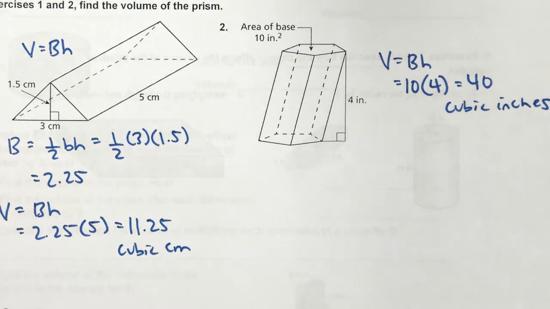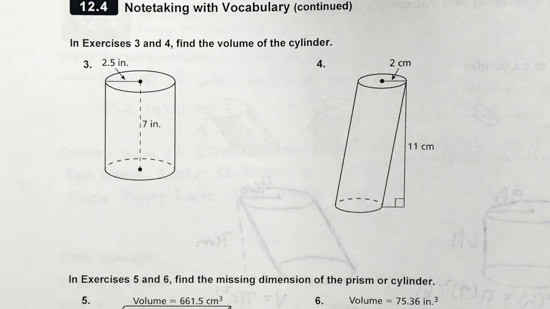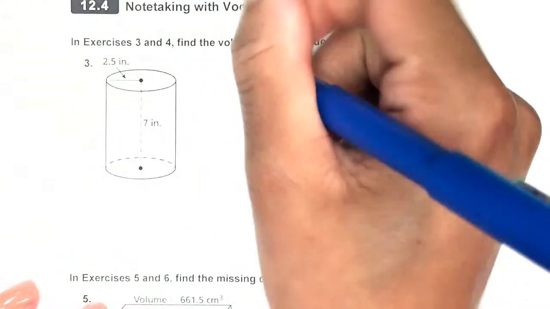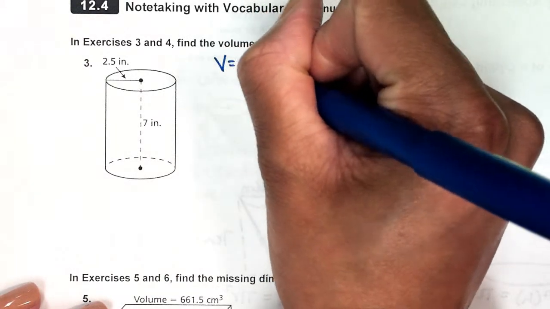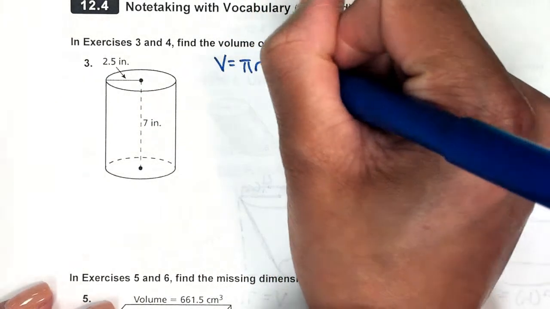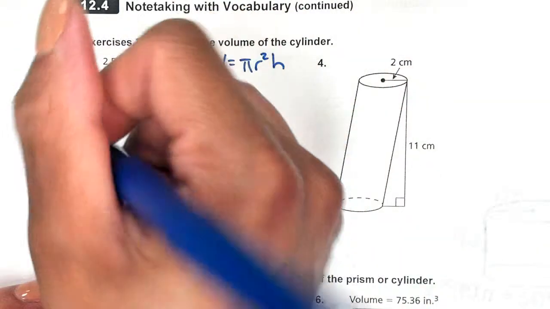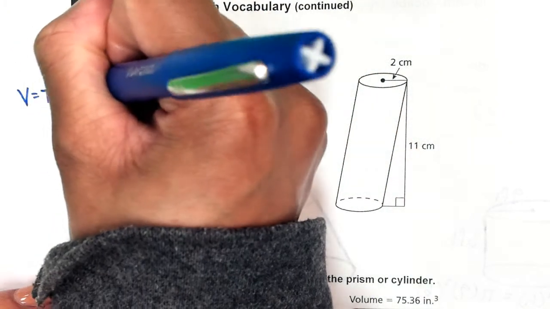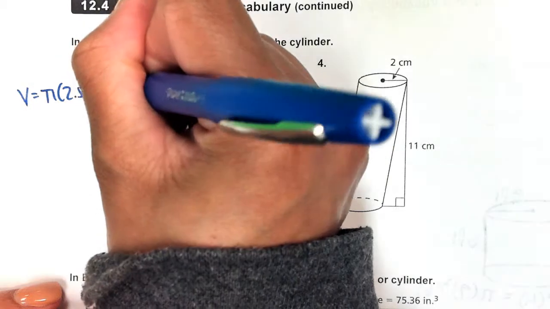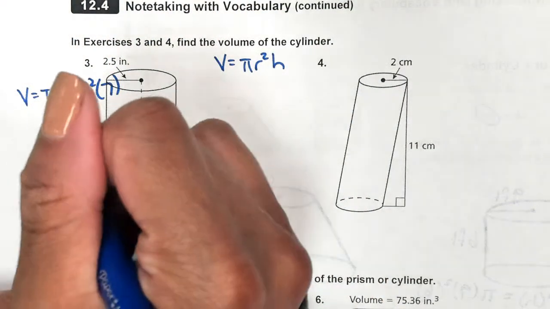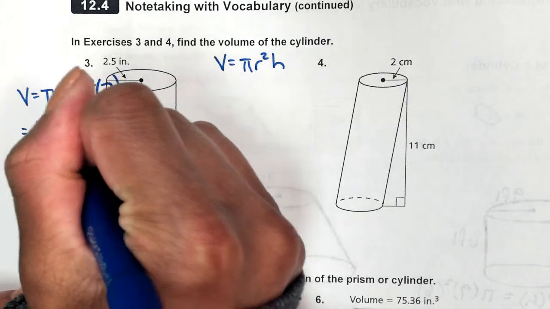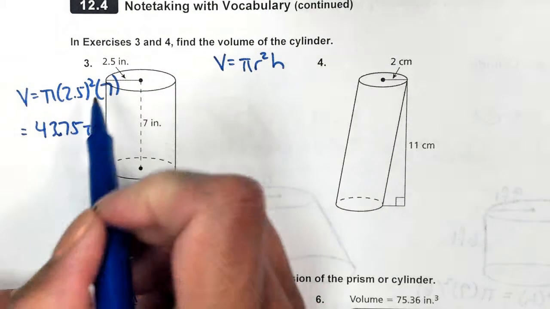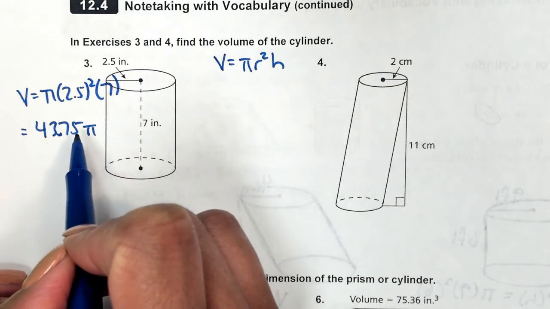If you turn to the next page, we will continue on to do some more examples. So on to number 3 and 4, we are still finding the volume of the cylinder. The volume of the cylinder, that formula is using pi r squared, so the area times the height. So in this case, for number 3, the volume, we have pi, and r in this case is 2.5 squared, and we're multiplying by the height, which is 7. So putting that all together, I end up with 43.75 pi. So if I did 2.5 squared times 7, I get 43.75 pi.